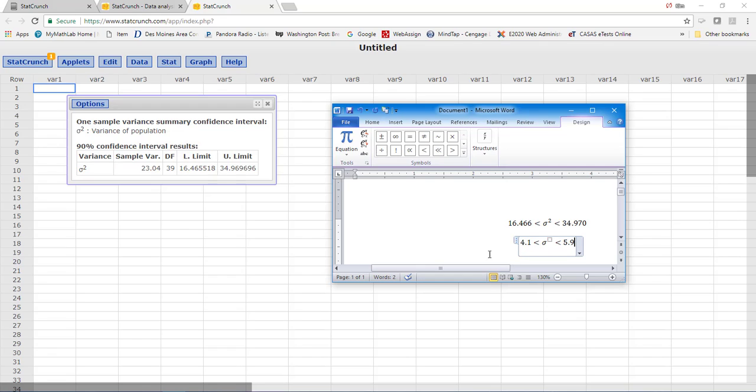Now, the second part of the question asks: does the confidence interval give us information about the effectiveness of the diet? Well, no, it doesn't. It gives us information about the variance among the amounts of lost weights, but it does not give us information about the effectiveness of the diet. So I hope that helps with finding a confidence interval dealing with a variance or standard deviation.